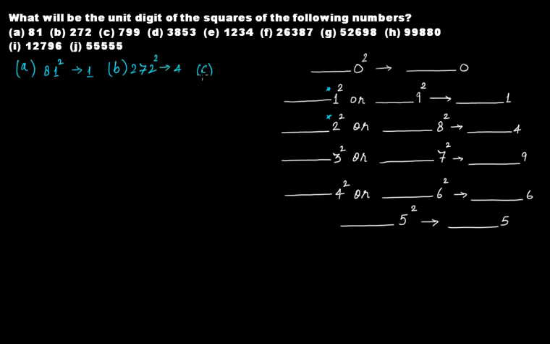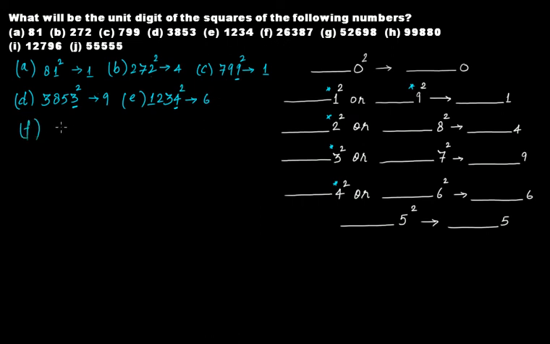Then you have C, this is 799, 9 at its units place. So the square of this number ends with 1. Then you have D, that is 3853. It has 3 at its units place. You find the square of this one and the square ends with 9. Then you have E, that is 1234, 4 at its units place, and therefore the square of this number ends with 6.